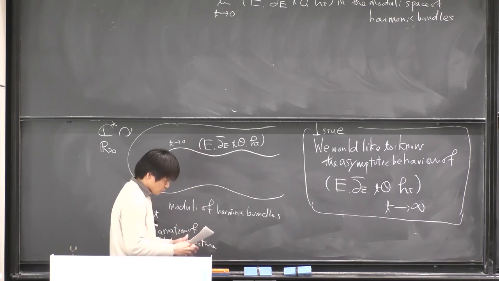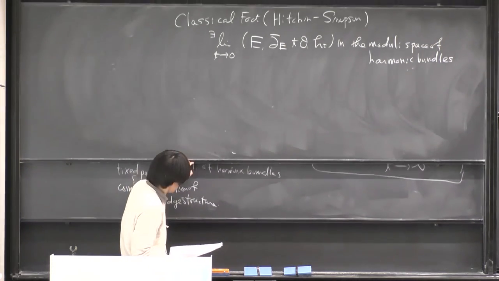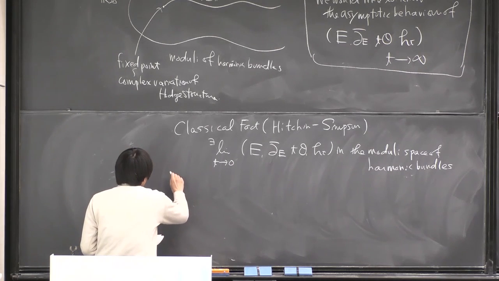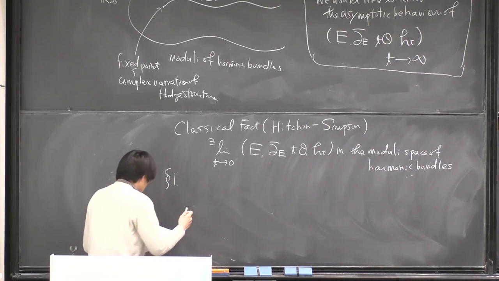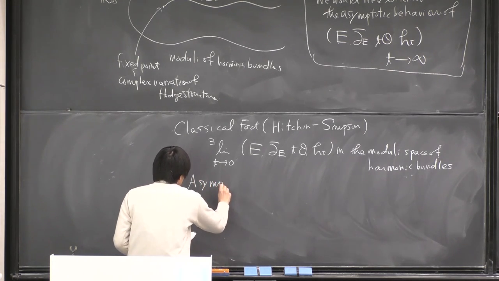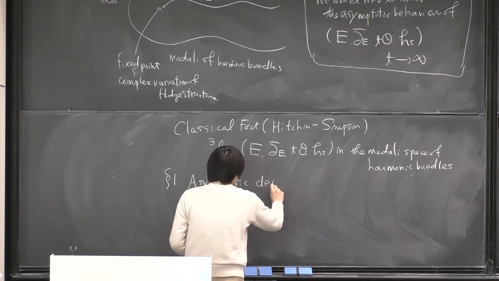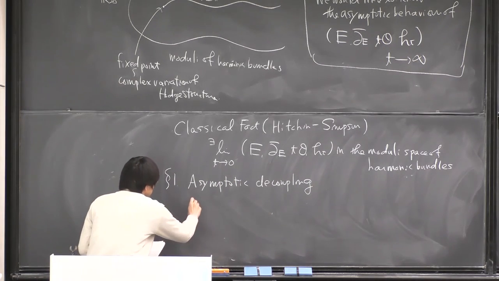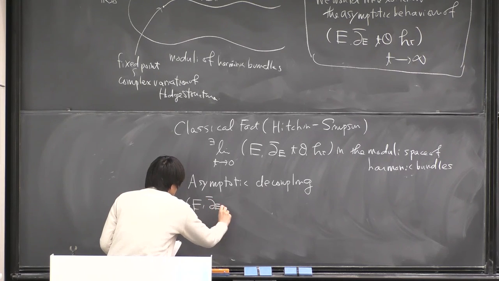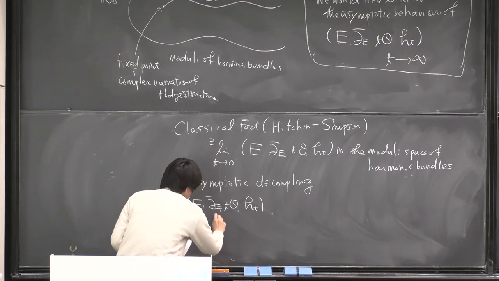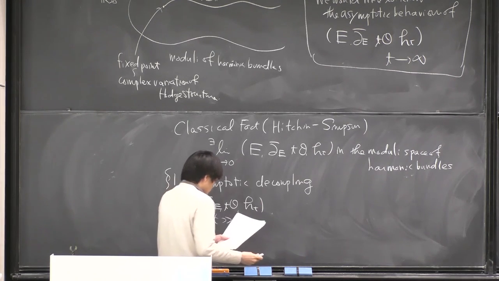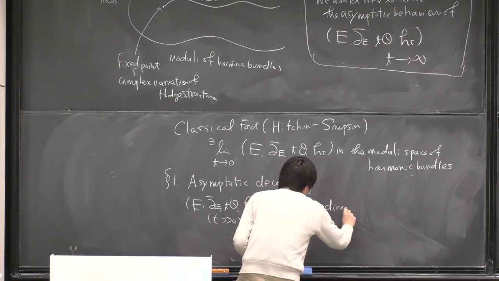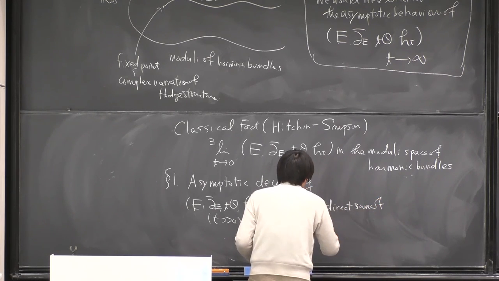That is the topic of this talk, and more specifically, we shall discuss the following two results. One is asymptotic decoupling, which roughly means this family of harmonic bundles, for large t, are very close to a direct sum of rank one harmonic bundles.